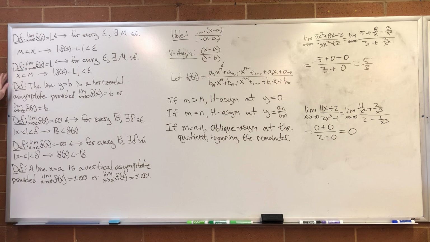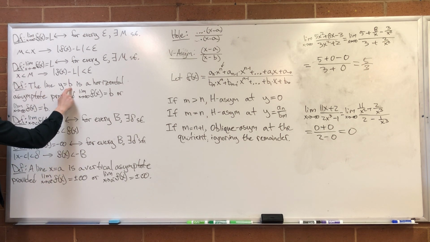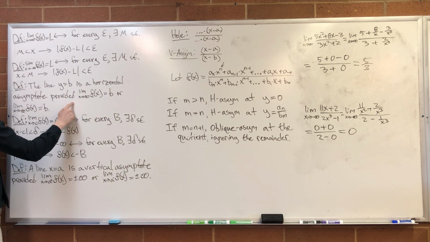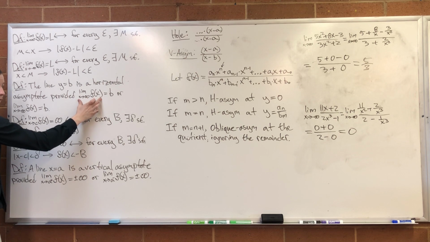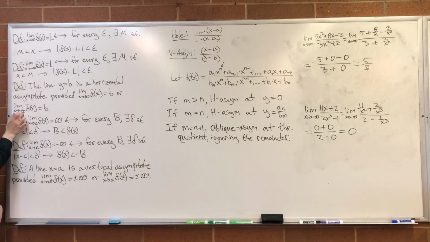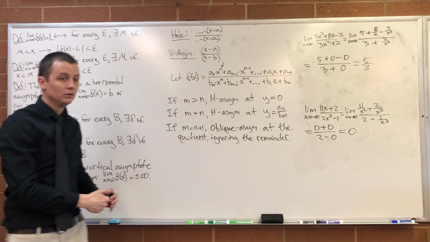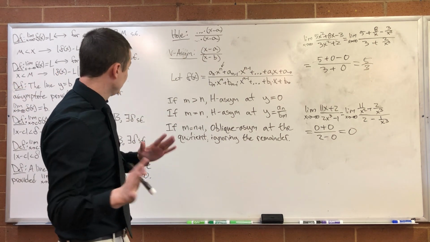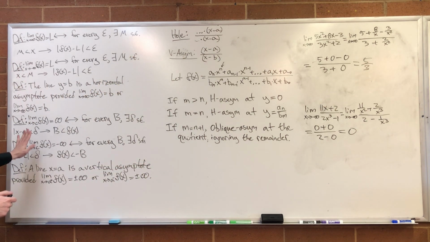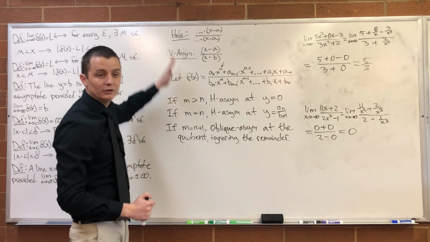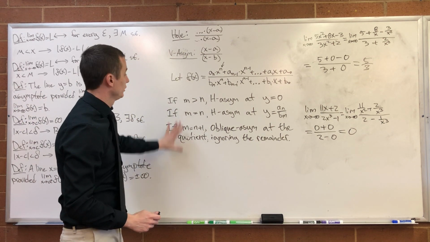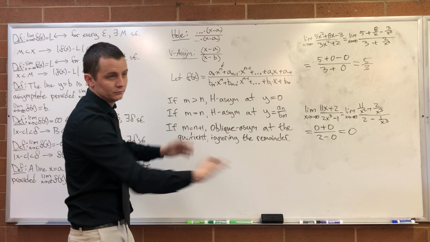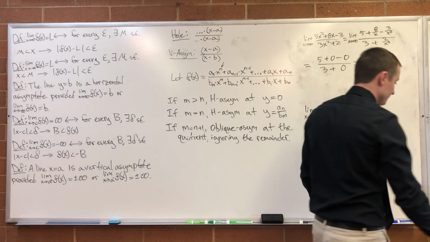Come back to our definition of a horizontal asymptote. The line y equals b is a horizontal asymptote provided the limit as x approaches infinity of f of x is equal to b, or the limit as x approaches negative infinity of f of x is equal to b. Make sense? So calculating these limits are calculating horizontal asymptotes. You can calculate them taking limits, that's the proper way to do it, but then we come up with these quick and ready rules that are well proven to do it once you get comfortable with the limits.